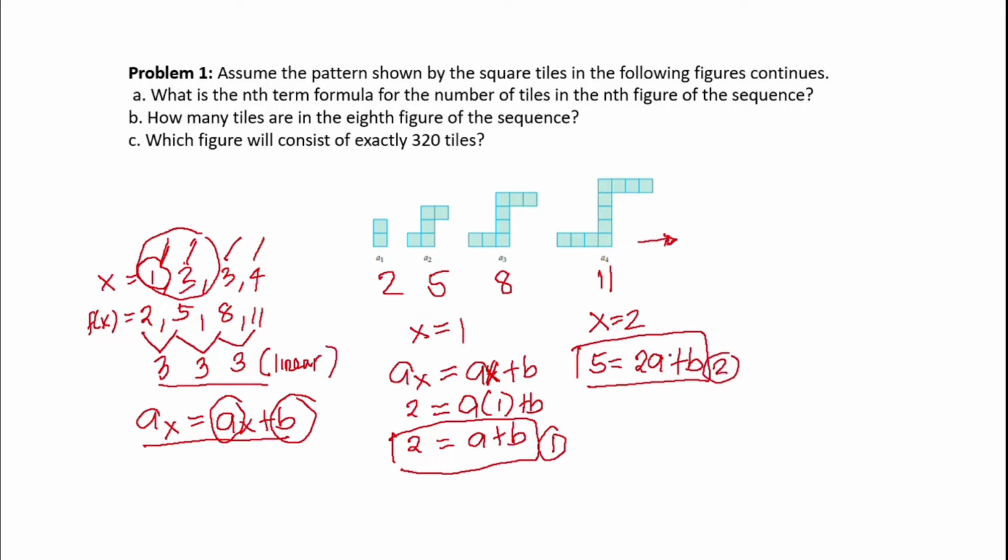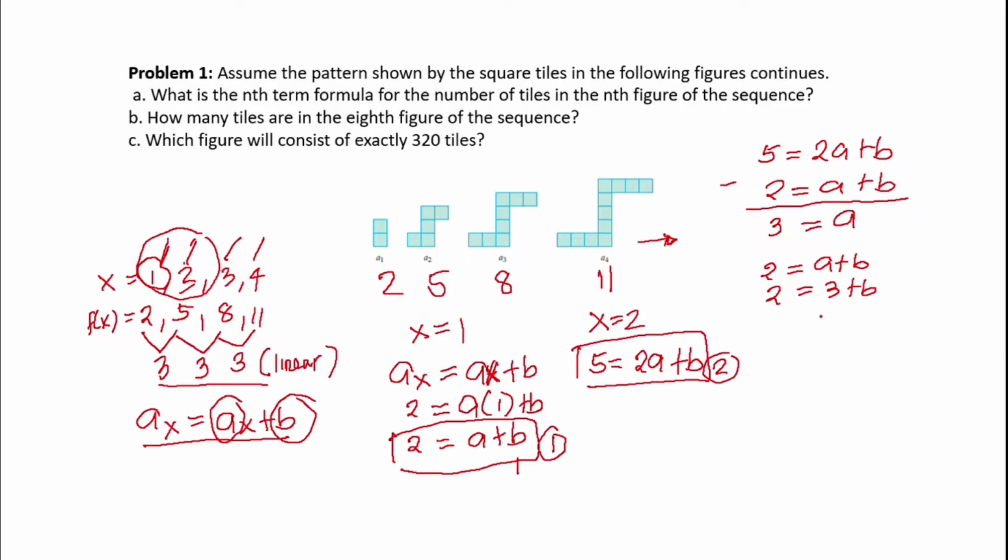To find a and b by simultaneous equations, we have 5 equals 2a plus b, and 2 is equal to a plus b. So we have to subtract. So 3 is equal to a, and this is 0. Therefore, the value for a is equal to 3. Then we substitute into any of the equations. Let's use equation number 1: 2 is equal to a plus b. What is the value for a? So 2 is equal to 3 plus b. So our b here is -1, right?